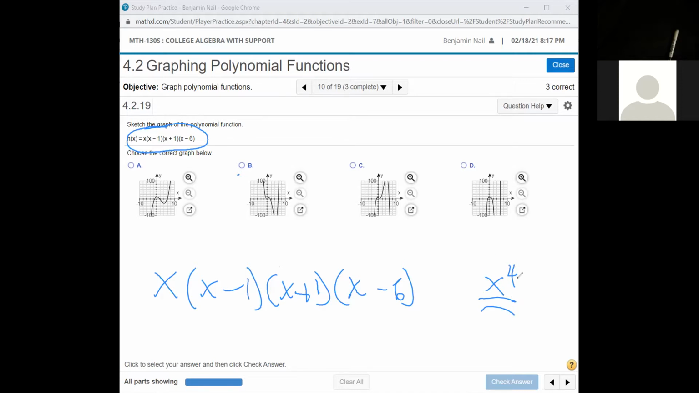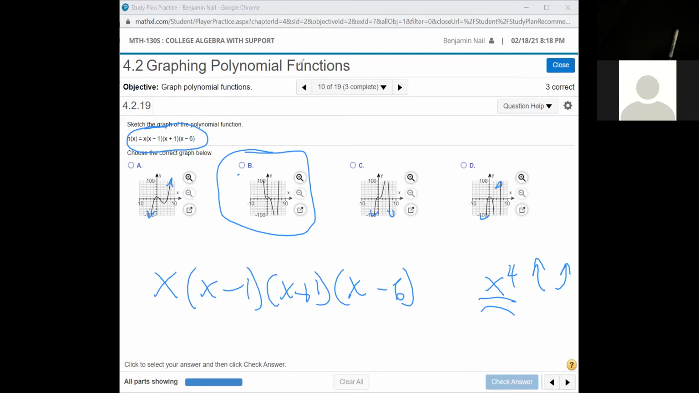So again, positive, even function. My end behaviors are both going to be facing up. So clearly not A, clearly not C, clearly not D. Because if you look at A, okay, you've got one down and one up. B, they're both facing up. C, they're both facing down. D, you've got one down and one up. So even just looking at your end behavior, clearly B is going to be the right choice.